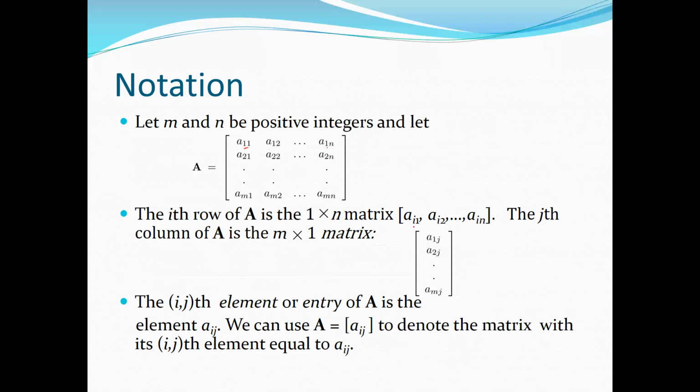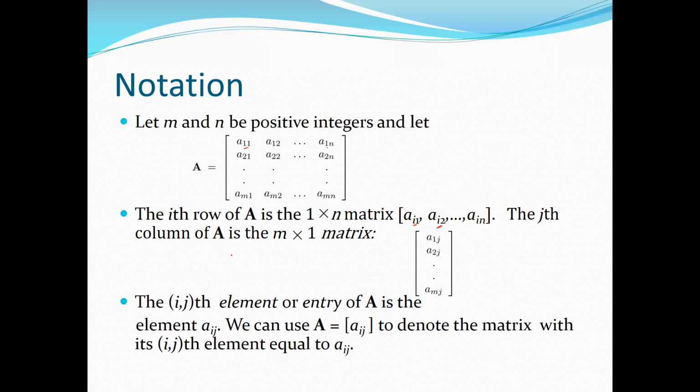That means the ith row, whatever the i value is, will return only one row with n columns. For example, if this is the seventh row, it is 7 1, 7 2, 7 3, 7 4, up to 7n. So this returns one row with n columns.